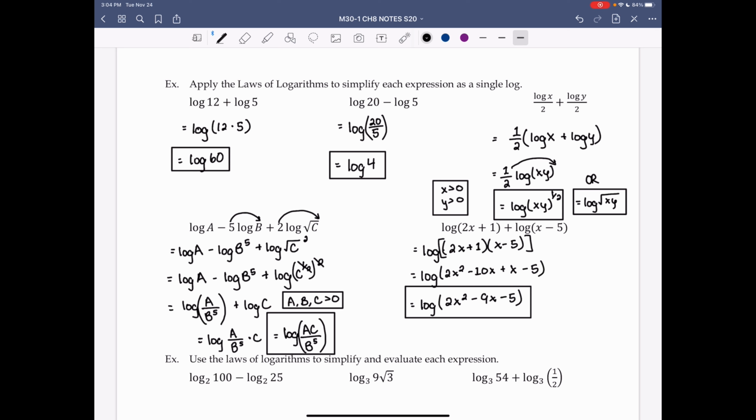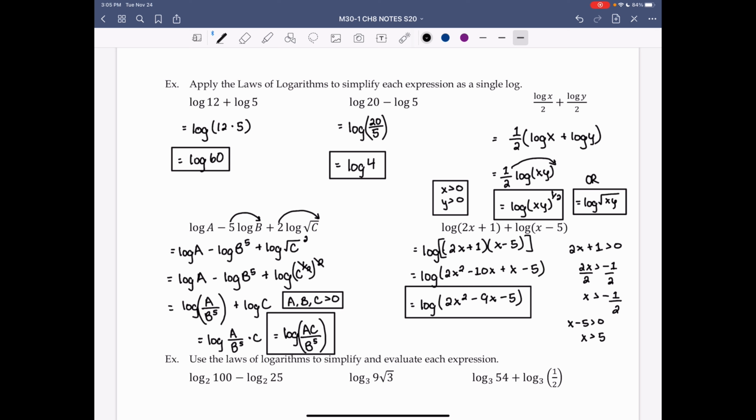Then for restrictions, we have to have the argument from each log greater than 0. So 2x plus 1 is greater than 0, and x minus 5 is greater than 0. Subtract 1 from both sides, we get 2x is greater than negative 1. Divide by 2, we get x is greater than negative 1/2. And then for x minus 5 greater than 0, add 5 to both sides, we get x is greater than 5.